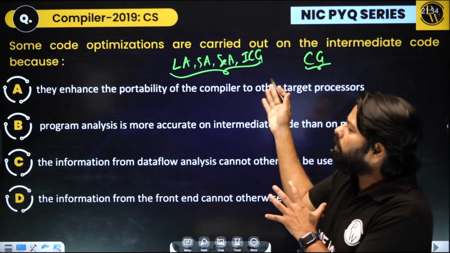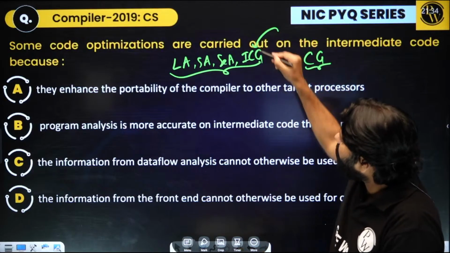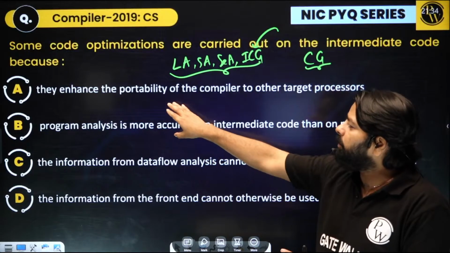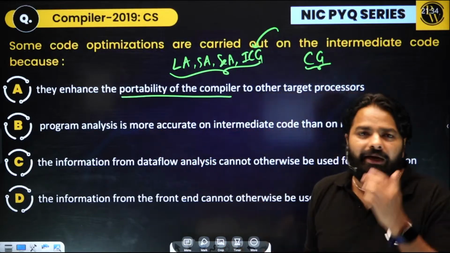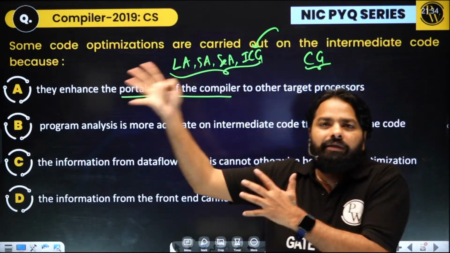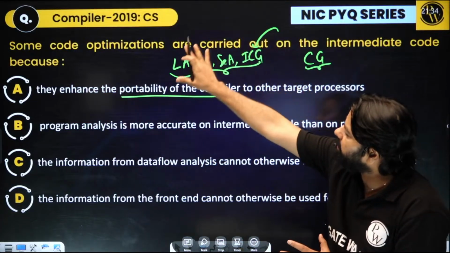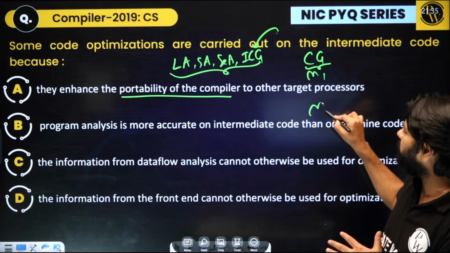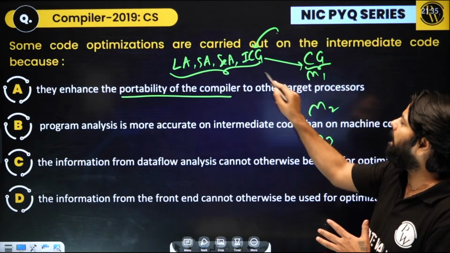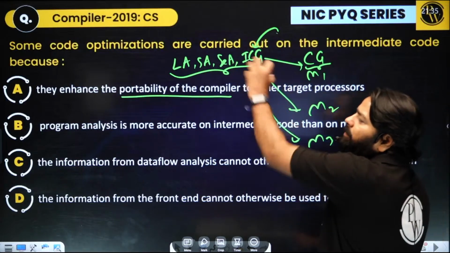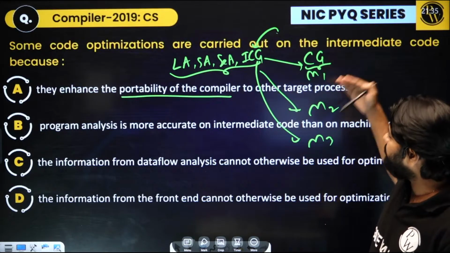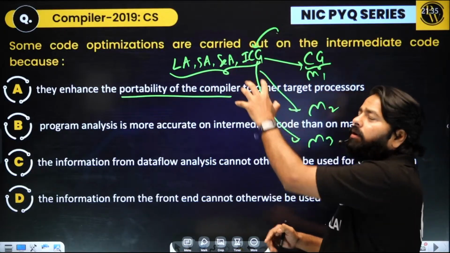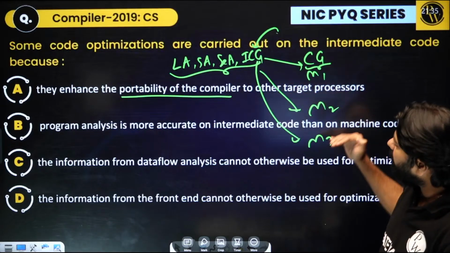So why do we do code optimization here? If you have better code, you can enhance the portability of the compiler, because you are trying to port this compiler to other machines. Whatever output you get, if there are different machines, machine 1, machine 2, machine 3, the same code you may apply everywhere. But if you don't have better code here, this may take much more time. That's why you do code optimization on intermediate code, so the same output can be applied on different machines.